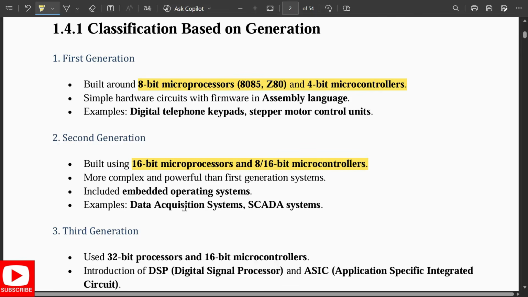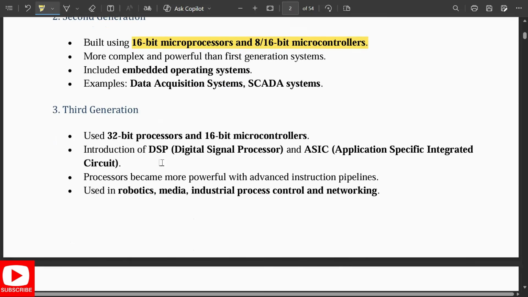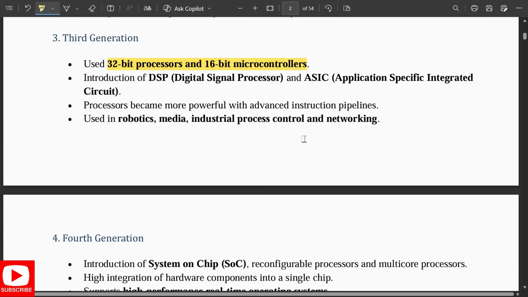So example is data acquisition system or SCADA systems. Third generation, it is used in 32-bit processor and the 16-bit microcontroller. Introduction to DSP, that is digital signal processor, and application-specific integrated circuit. Here, the processors become more powerful with the advanced instruction pipelines. So they are used in the robotics, media, industrial purpose control, and networking.